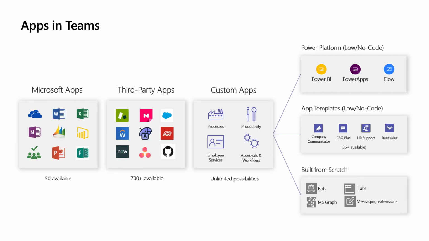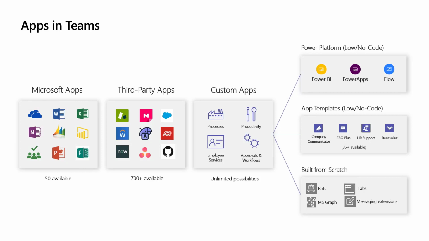And then the last option you have is the ability to deploy your own custom apps. Deploying your own custom apps provides you with unlimited possibilities to help with business processes, productivity, employee services, approvals and workflows, and more. With the custom apps, you have the ability to build an app from scratch, or you can leverage what Microsoft has available, which is called the Microsoft Teams App Templates. And you can also leverage the Power Platform. Both the Power Platform and the app templates provide a low-code, no-code solution option.